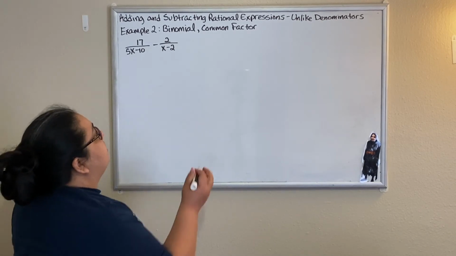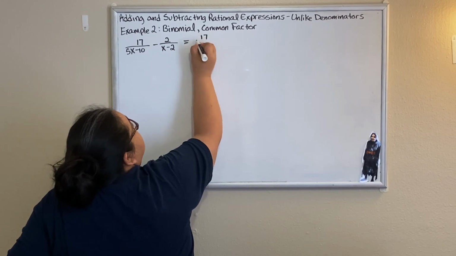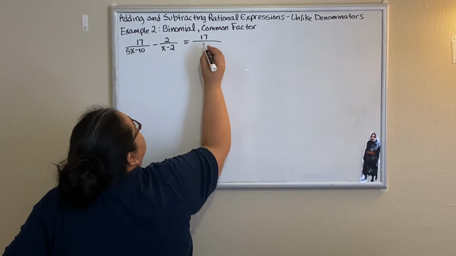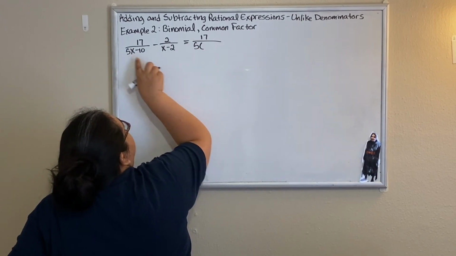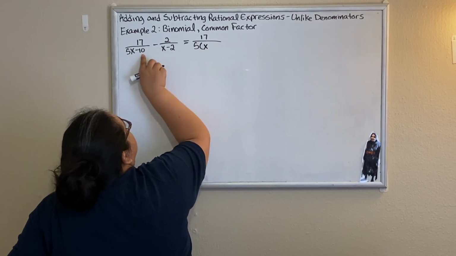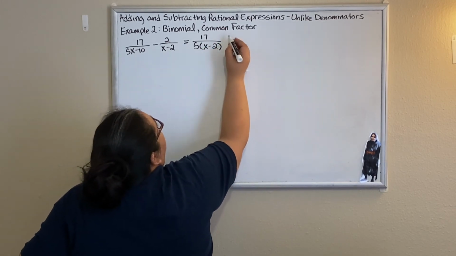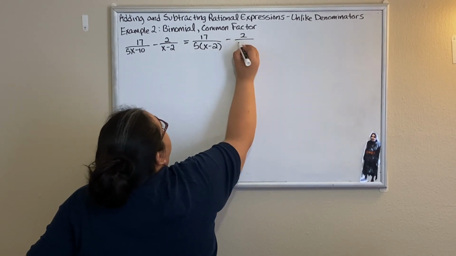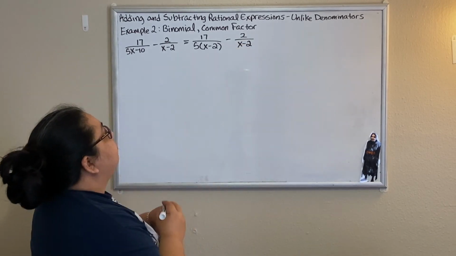So in the next step, I'm going to have 17 over, and I can factor a 5 out of this first denominator. So we're going to write 5, open parentheses. 5x divided by 5 is going to be x. Negative 10 divided by 5 is going to be negative 2. So there's our factors. Minus 2 over, and x minus 2, there's really nothing we can factor there. So we're just going to write x minus 2.